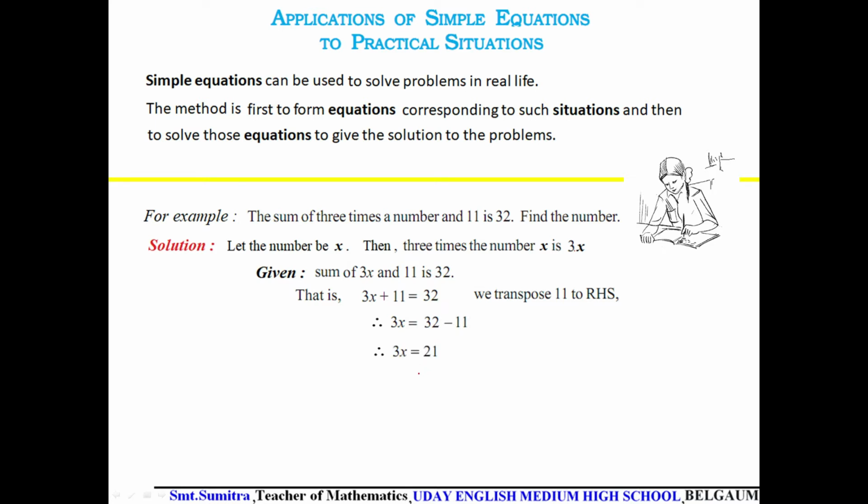We now divide both the sides by 3. So we can cancel this 3. Only x remains. 3 ones are 3, 3 sevens are 21, so x equal to 7. Therefore, after cancellation, we get x equal to 7. The required number is x equal to 7. This is the way how we solve the problems. Please copy all the steps. The solution is very simple. I'll continue to the next example now.